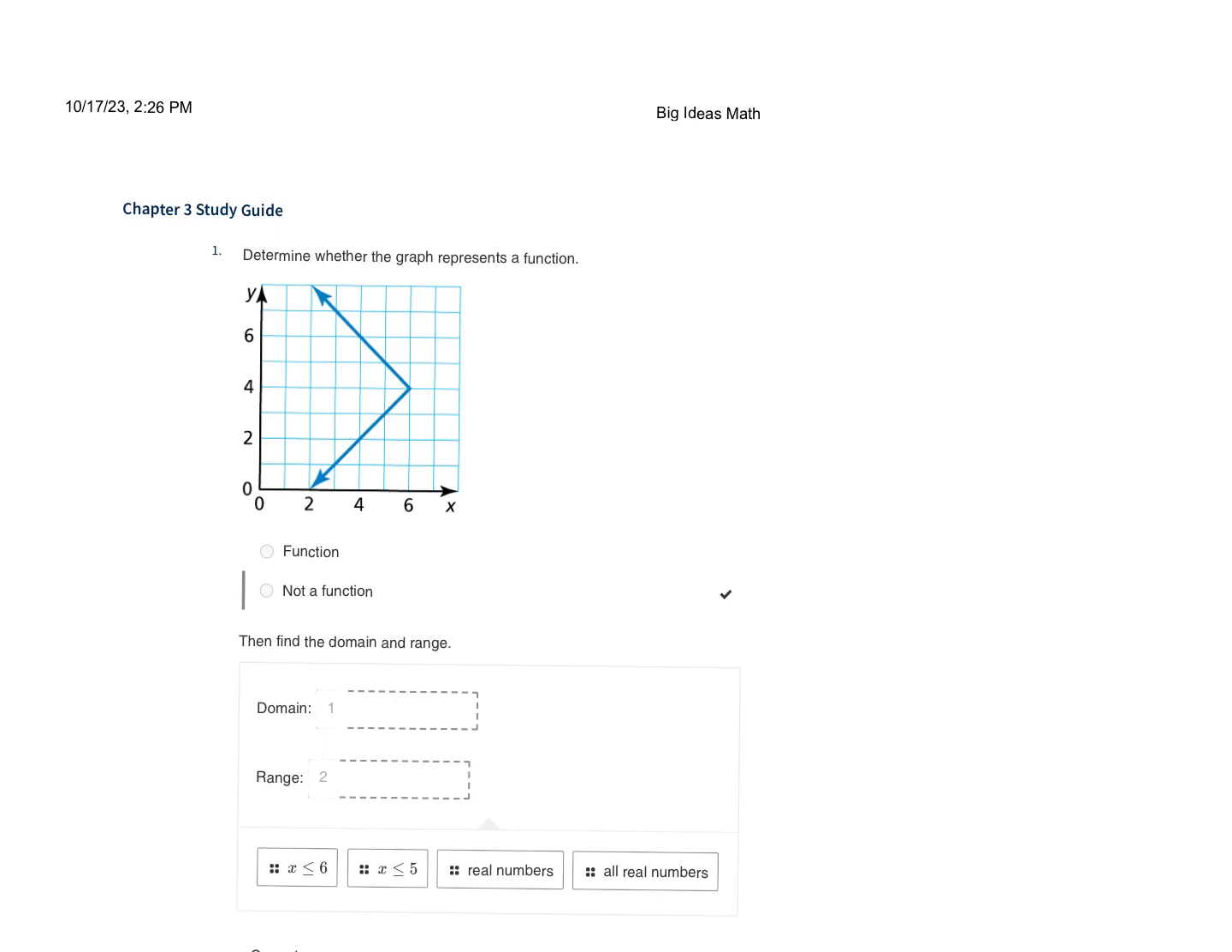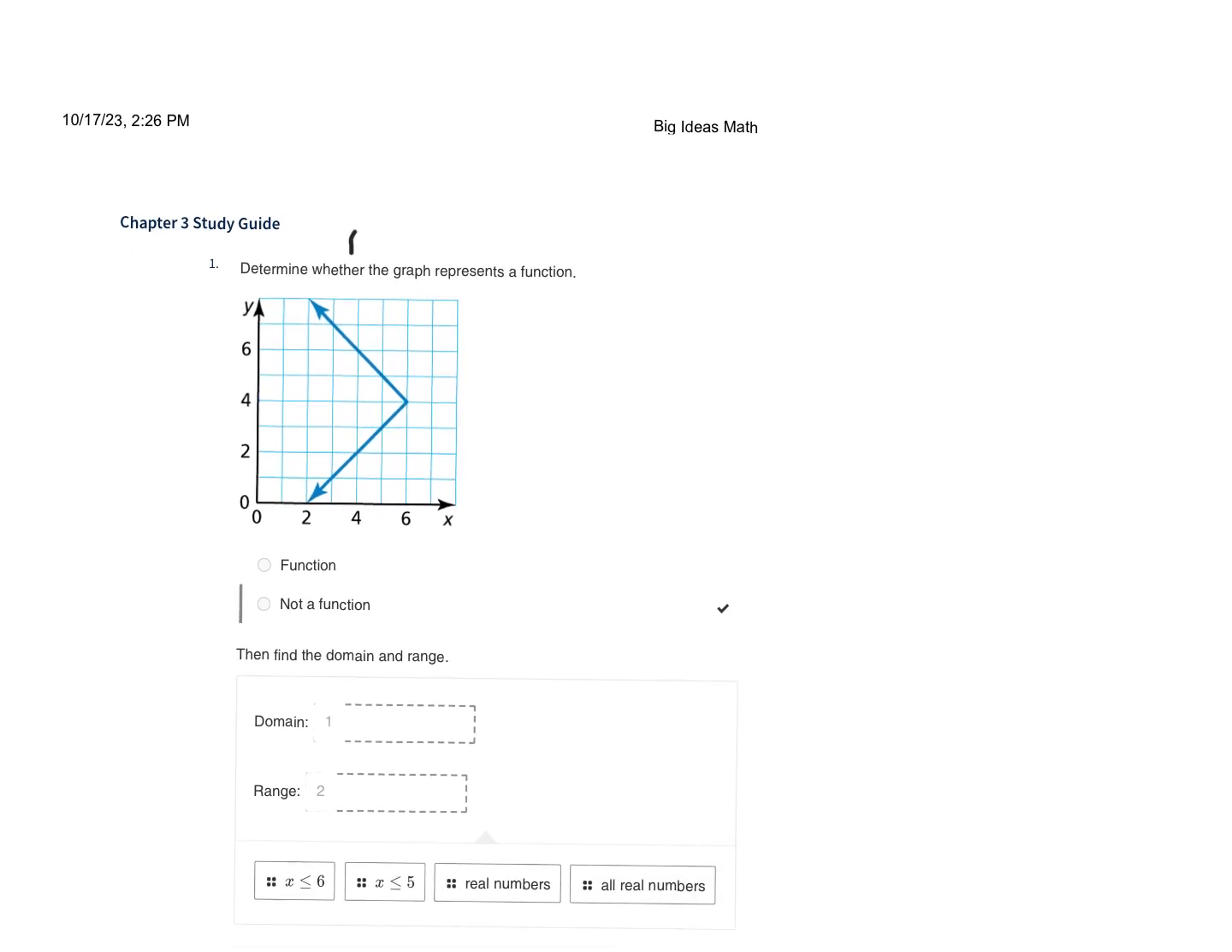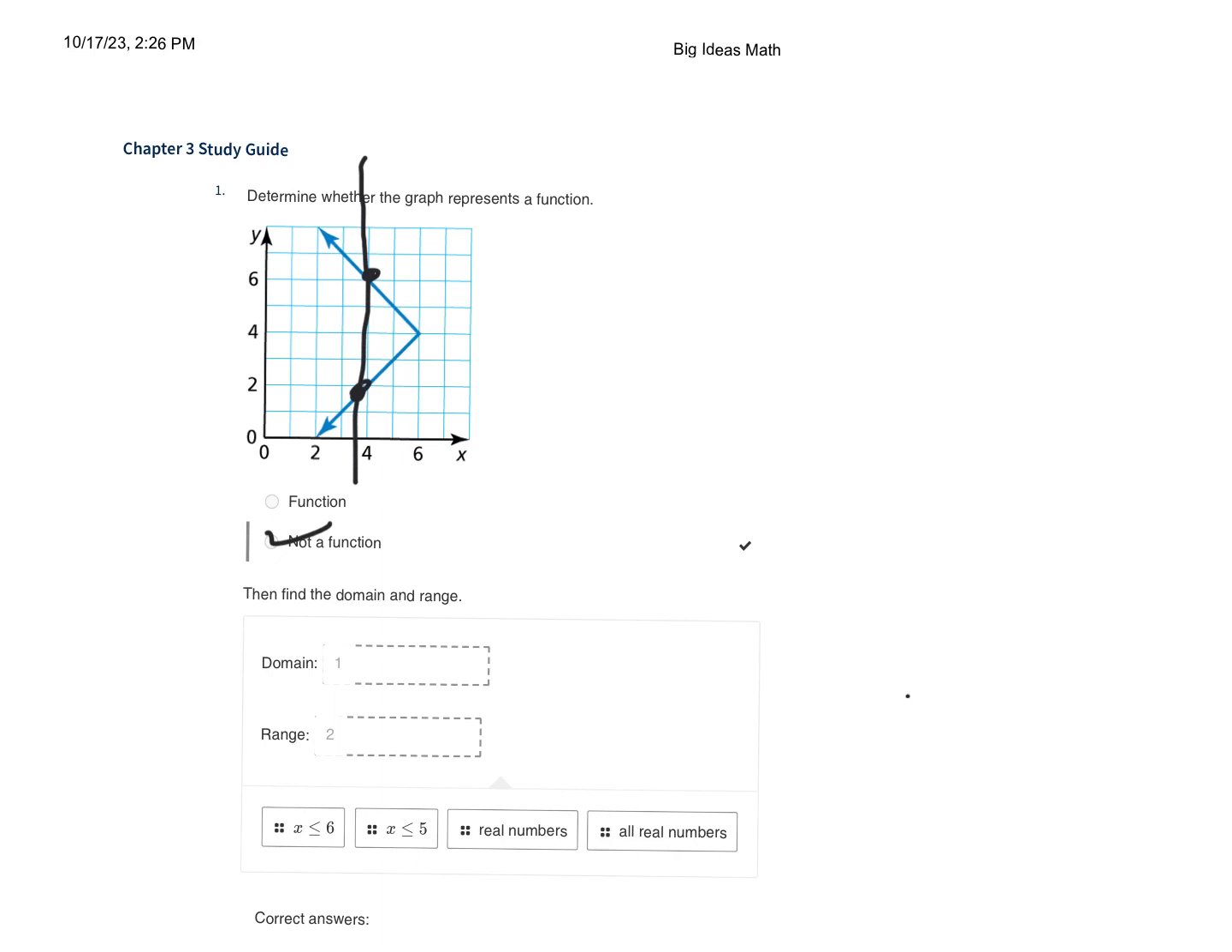So the first one here says determine whether the graph is a function or not. When you have a graph, you can do the vertical line test. If I can draw a straight line through and touch the graph more than once, then it's not a function. It says then find the domain and range.